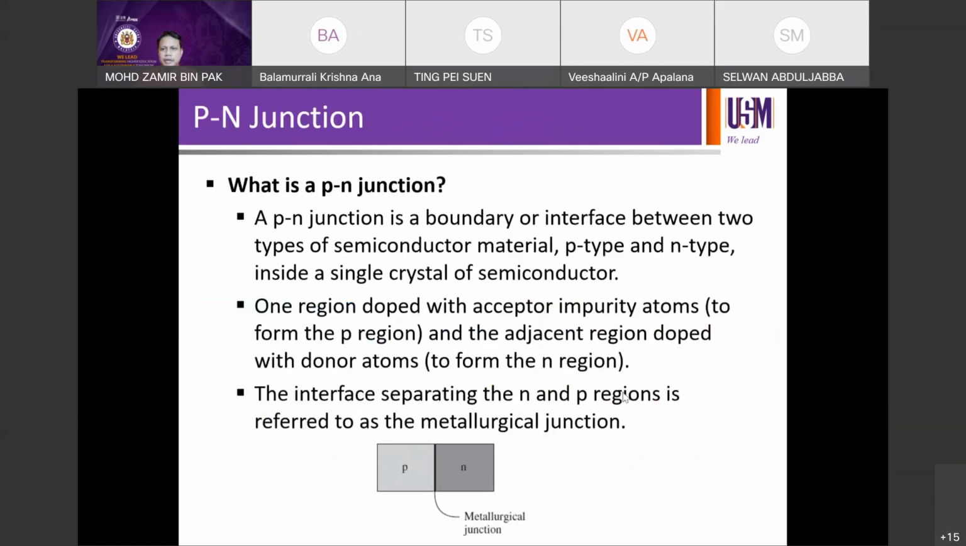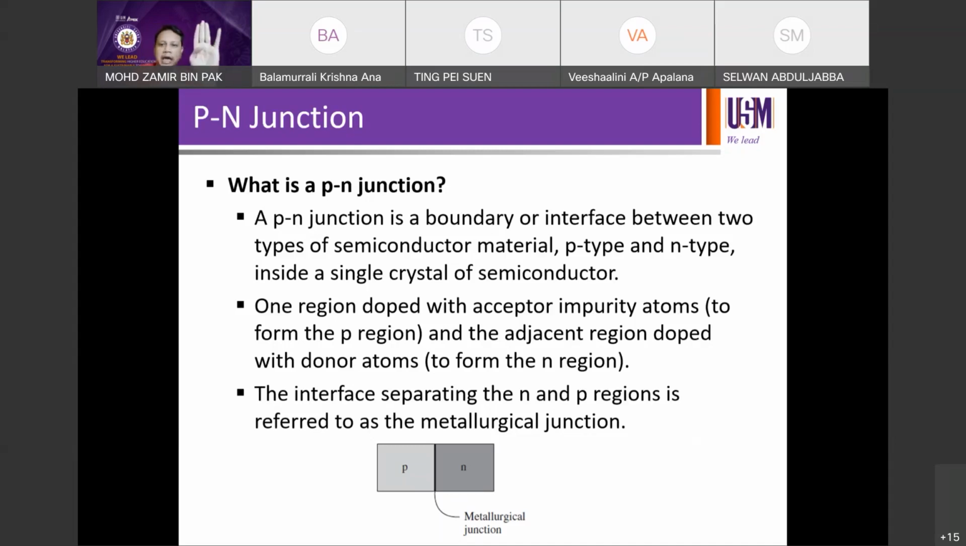So what is then a PN junction? A PN junction is a boundary, an interface between two semiconductor materials of opposite polarity. We're talking about bringing P-type material and N-type material together. This P and N can be P-type crystalline silicon and N-type crystalline silicon, where we call this a homojunction. Homojunction means the material is the same, the band gap is the same.